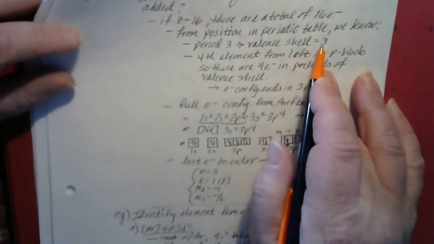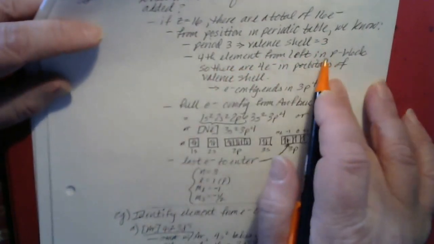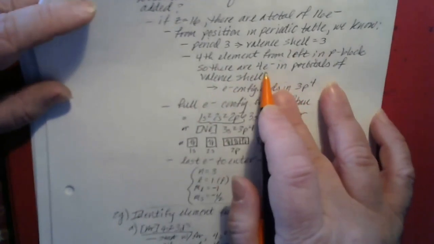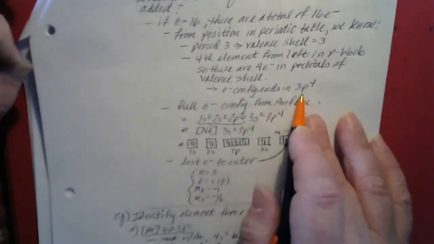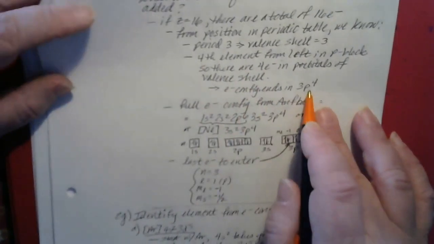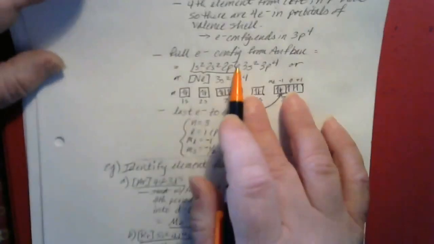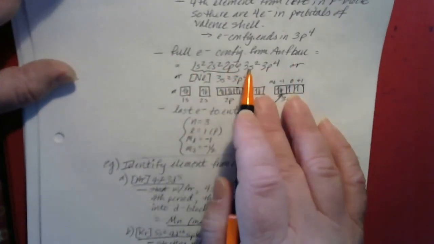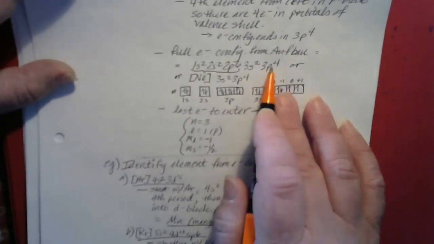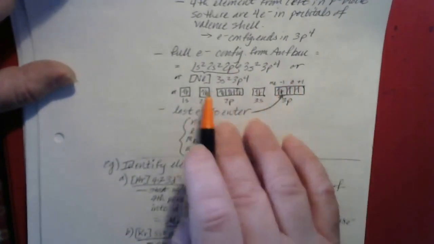Okay, so we can tell the valence shell must be number 3. It's the 4th element from the left in the p block, so there must be 4 electrons in the p orbitals of n = 3. So the electron configuration ends in 3p4. The full electron configuration from the Aufbau principle would come out to be 1s2, 2s2, 2p6, 3s2, 3p4, because that's the point where you run out of electrons.